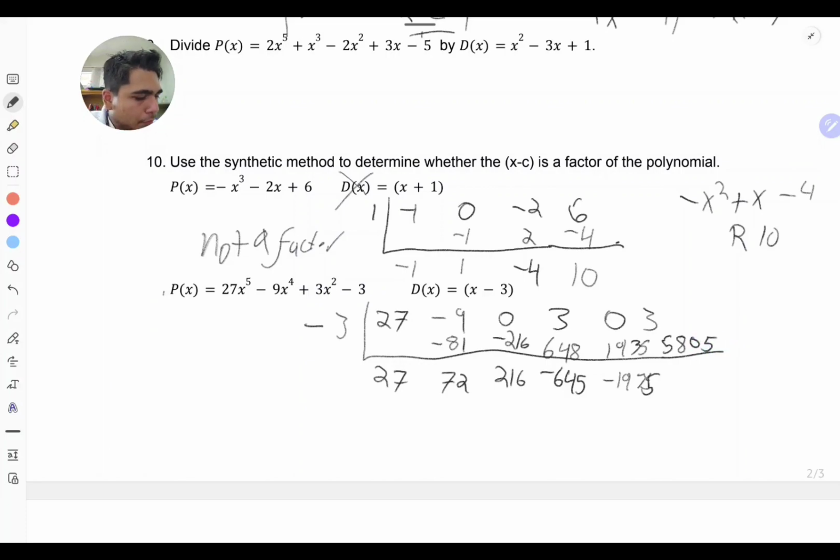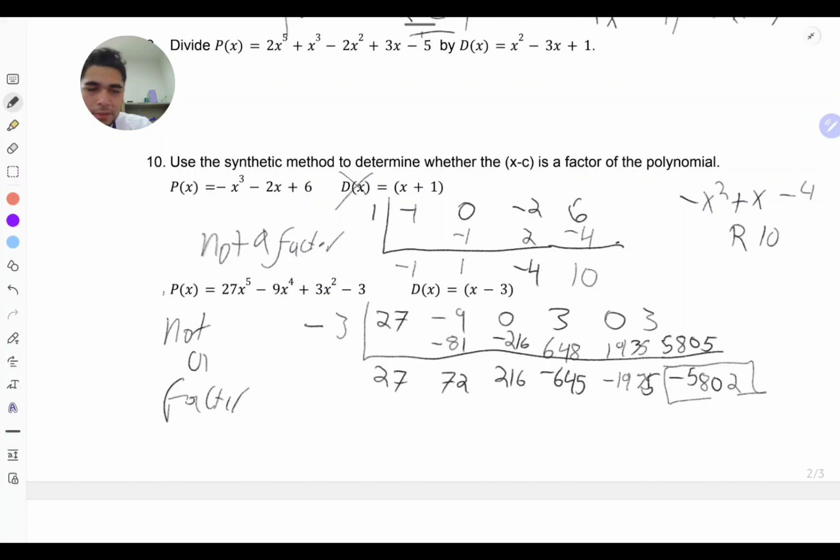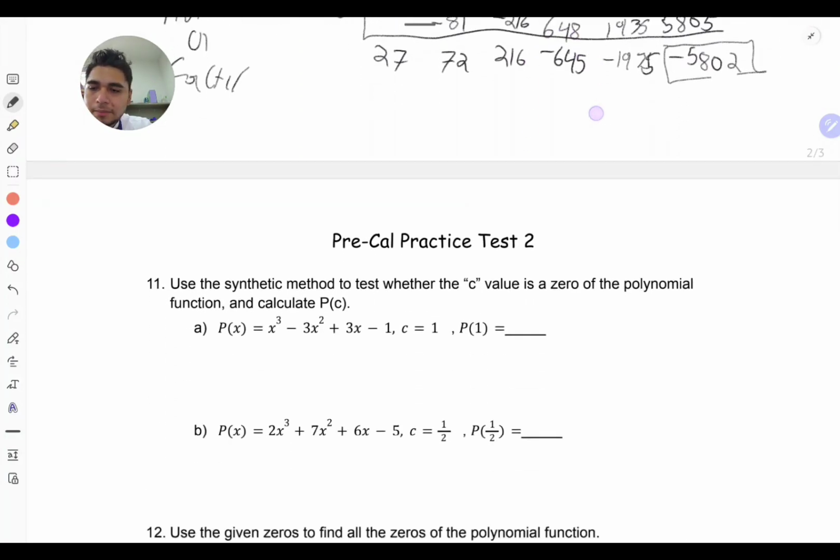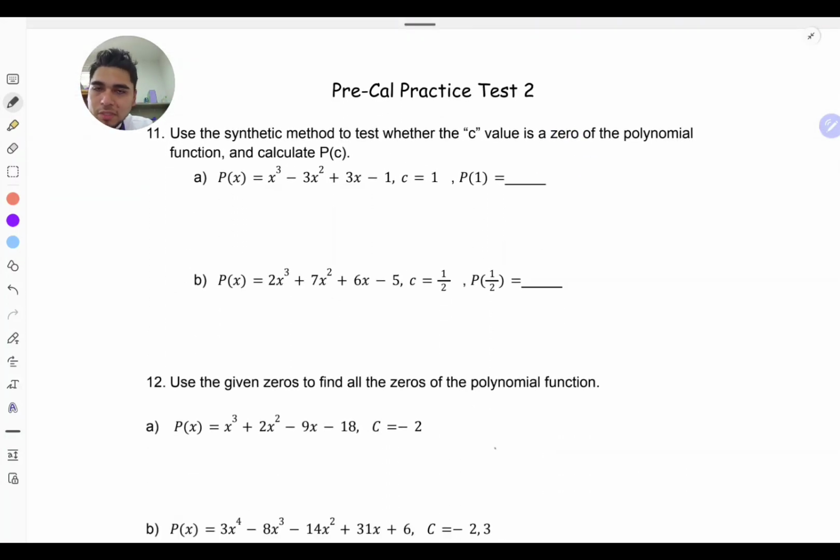5805. So 3 minus 5805 gives us a remainder of -5802. So, does this fit into this? It does not, because there is a remainder left over, right? This is the remainder, so therefore it is not a factor. Okay? So, continuing forward.